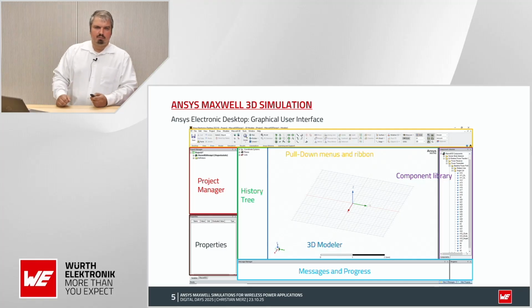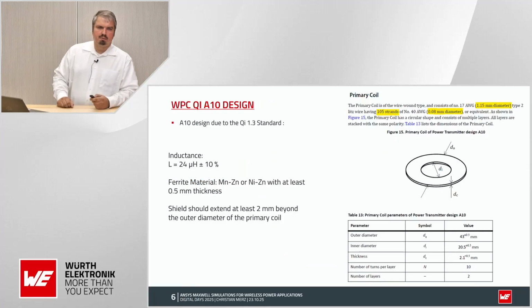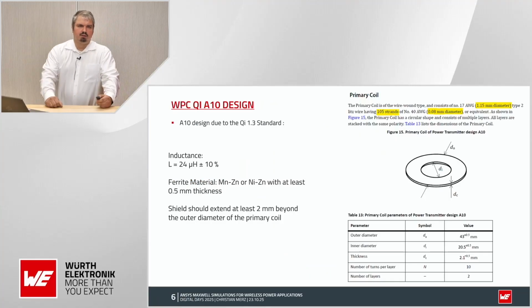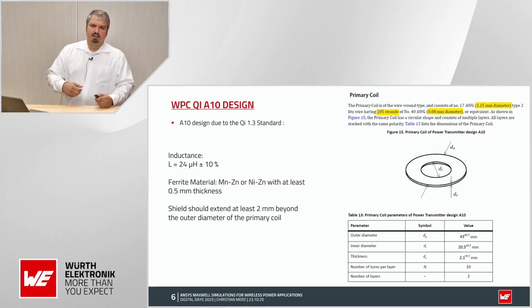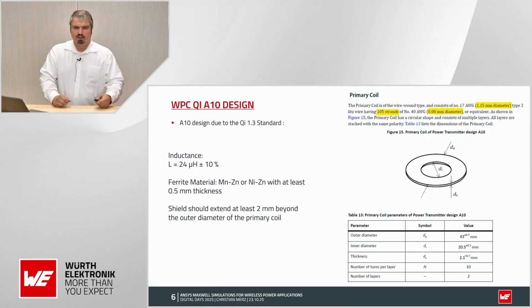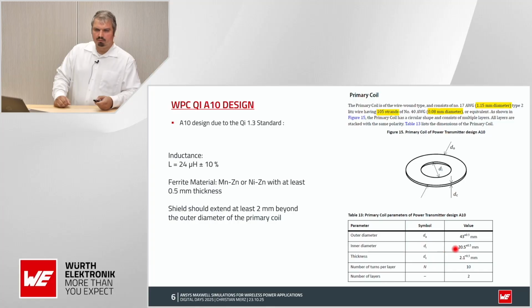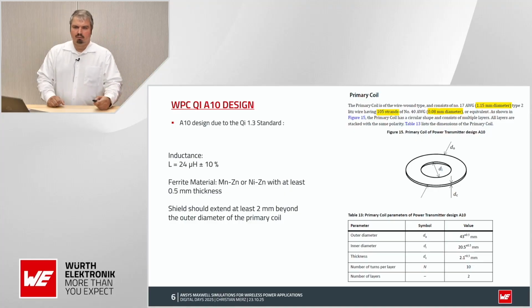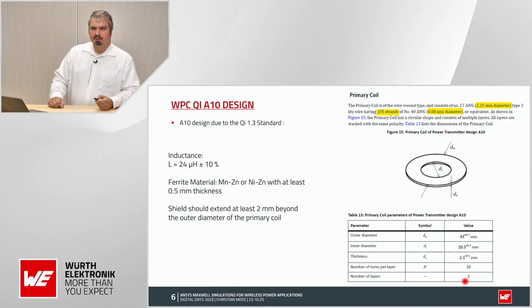Before we start the simulation, I just want to explain what this A10 design is. The standard defines the so-called A10 design as a coil with an outer diameter of 43 millimeters, an inner diameter of 20.5 millimeters, a number of turns of 10 per layer with 2 layers. So these parameters we will need in our simulation as well.